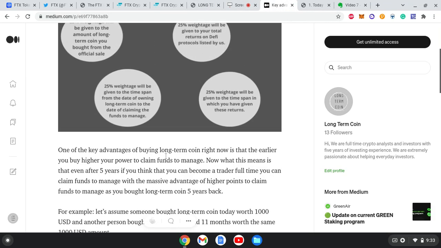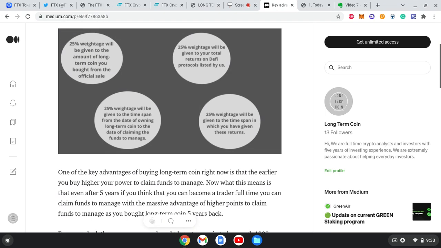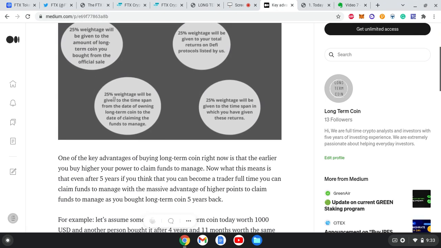As you can see in this article, there is 50% weightage given to the amount of long-term coin you buy from our token sales, and the remaining 50% is given to the returns you give consistently on all these DeFi protocols like Enzyme Finance and a couple of other protocols. So the earlier you own long-term coin, the lesser returns you can afford to give, and still will be able to manage funds in higher amounts. It might sound a little hard to understand initially, but you can join our Telegram group and ask as many questions as you want to understand the protocol.